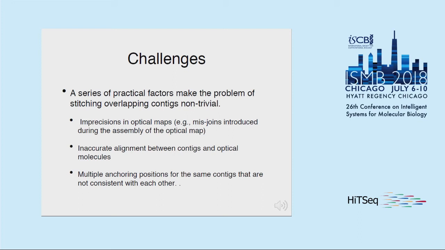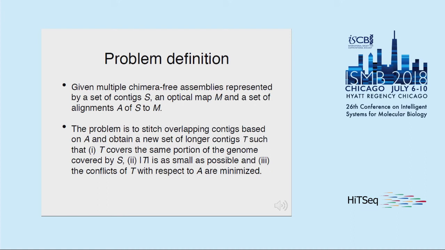The second one is the inaccurate alignment between contexts and optical maps. The coordinates of alignments shown by the optical map can sometimes be very inaccurate. The errors could be thousands of base pairs. The third one is that some contexts could be mapped to different regions of the optical map, which can also cause mistakes. Because of those challenges, we model this problem as an optimization problem.